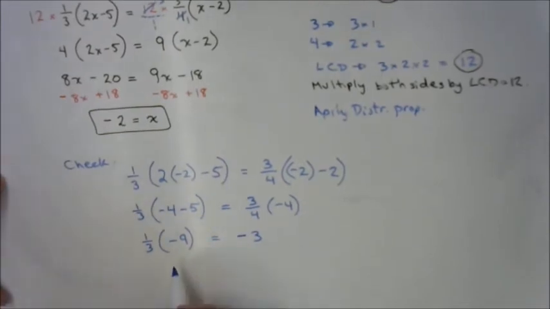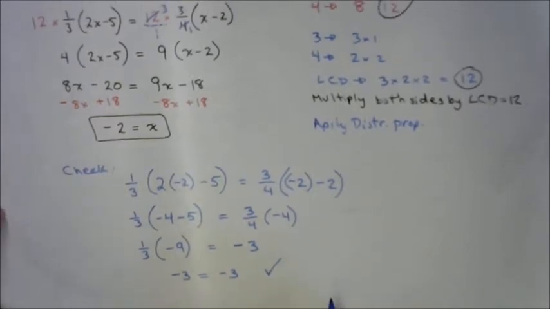And then our last step on the left side, 1/3 of negative 9 is 3, with the negative sign, right? Negative 3. And did it work? Is the left side equal to the right side? Yeah, we're just checking, right? We're not trying to get negative 2 again.